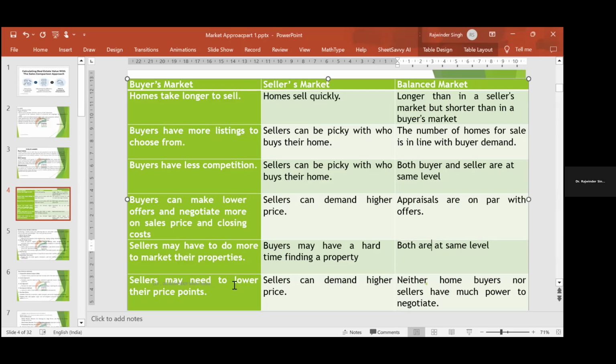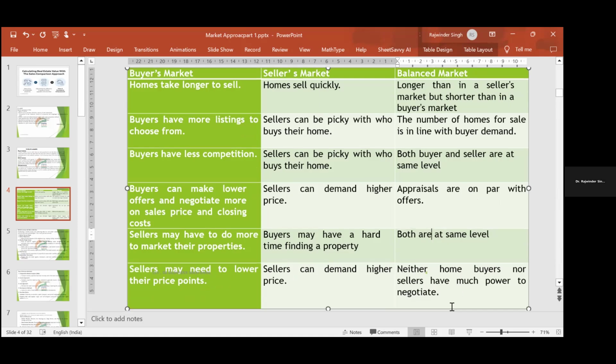Sellers may need to lower their prices in a buyer's market. In a seller's market, sellers can demand higher prices. Neither home buyers nor sellers have much power to negotiate in a balanced market. So many times from these differences, you may get a 2 mark or 1 mark question.